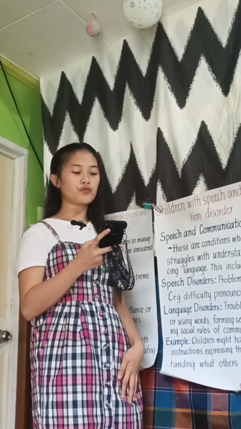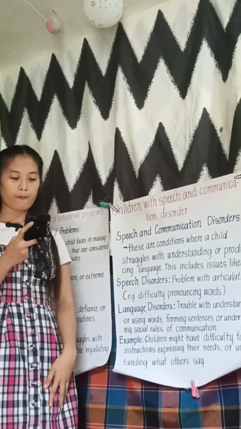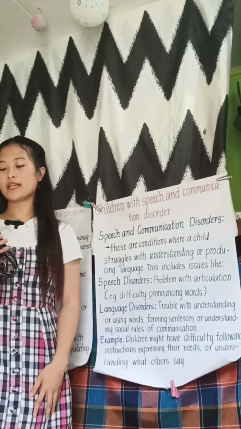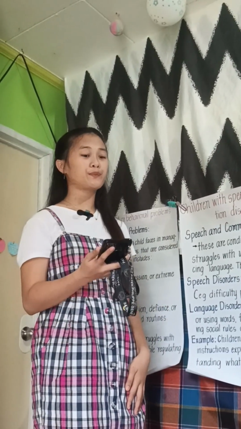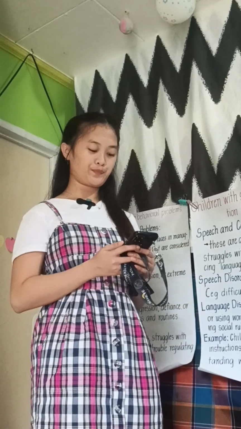So, examples of speech and communication disorder. A child with speech disorder may have trouble pronouncing certain words, making it harder for others to understand them. Children may have difficulty understanding what others are saying, such as missing important details in a story or not understanding a teacher's directions.